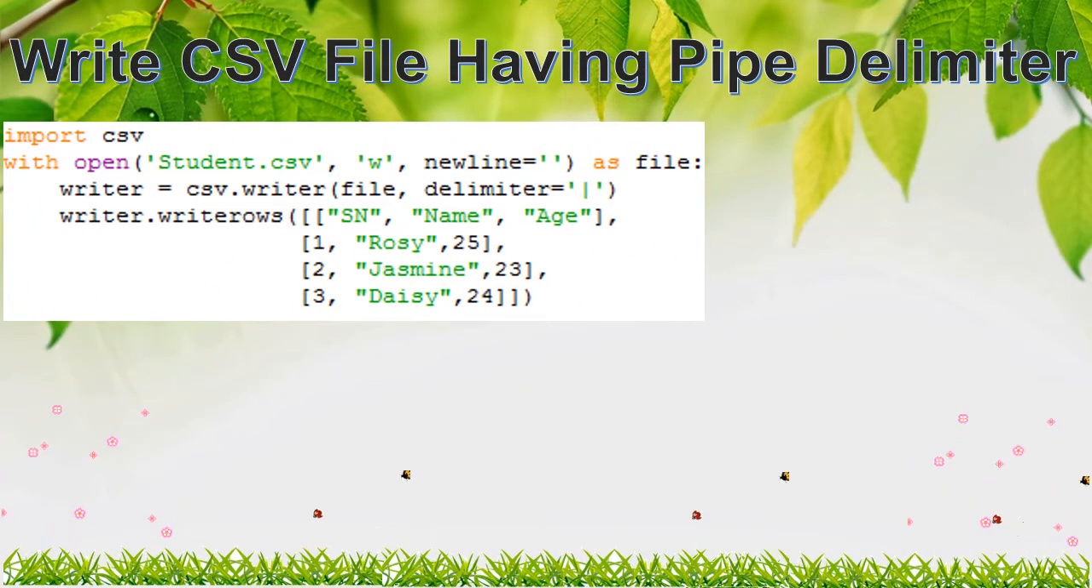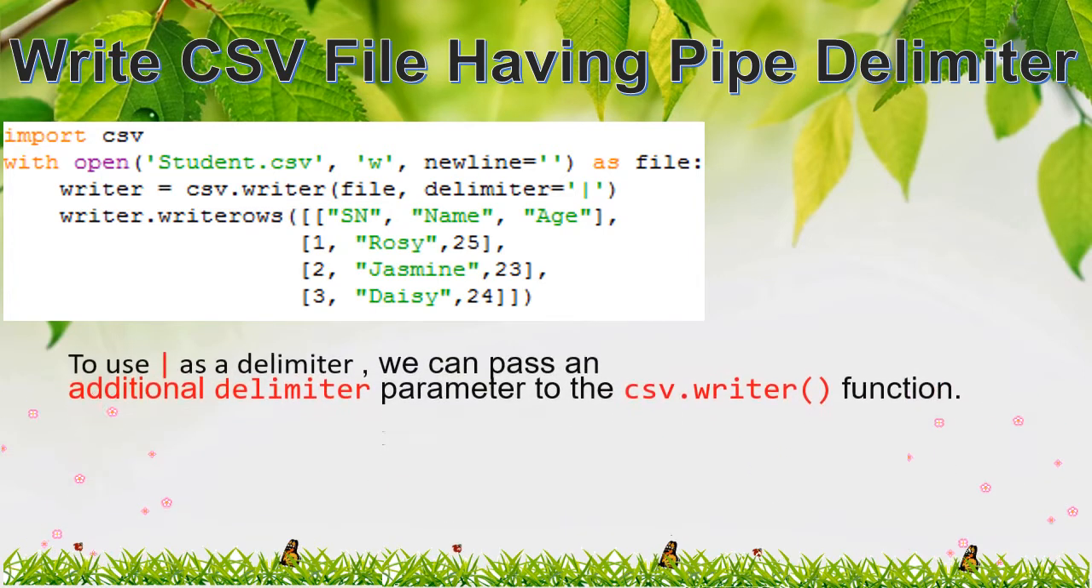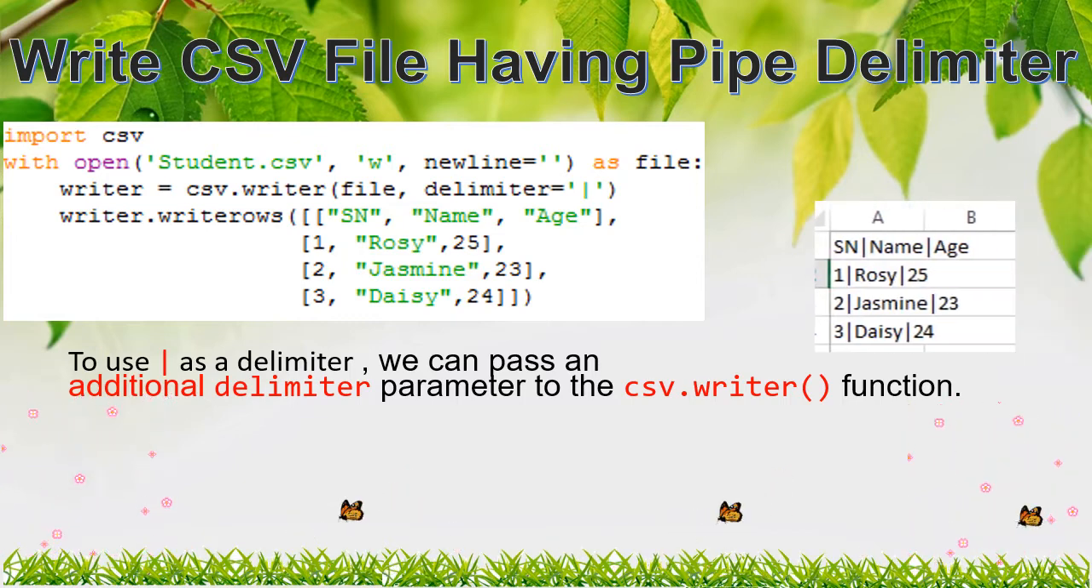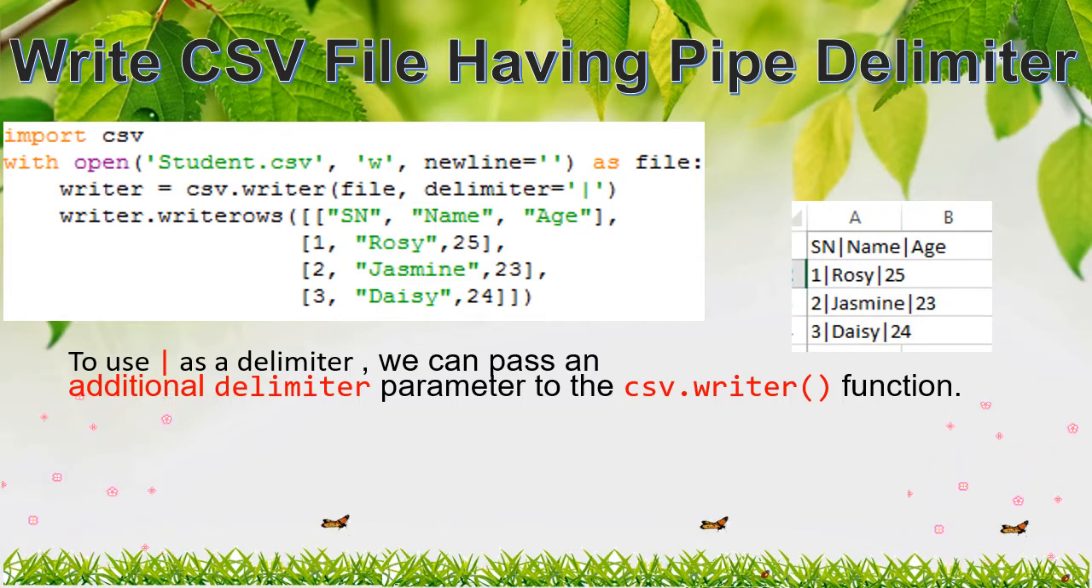And next, by default the CSV file delimiter is comma. Here we are using csv.writer with the file object and the delimiter is a pipe symbol, so data are separated by the pipe symbol. So like that, serial number, pipe symbol, name, pipe symbol, age, like that it will come.